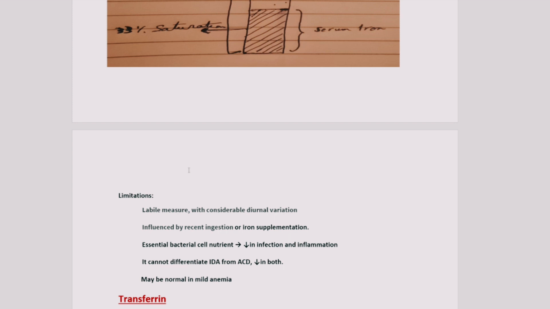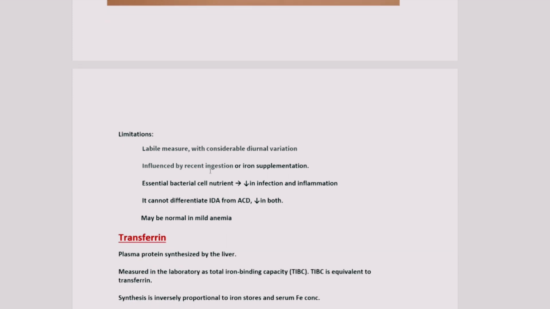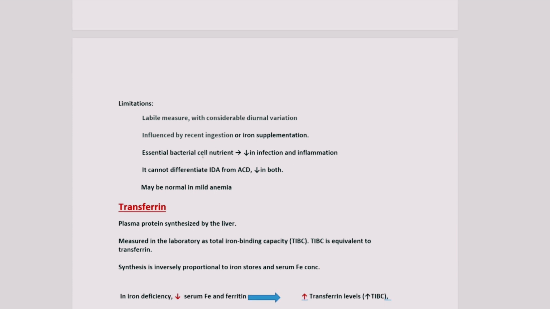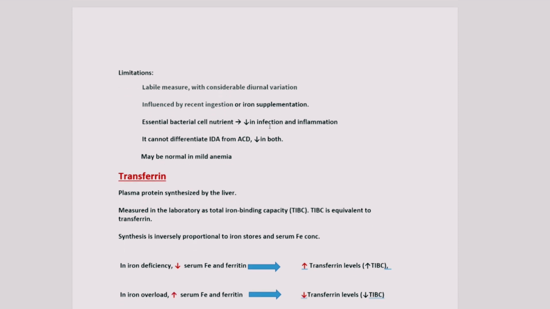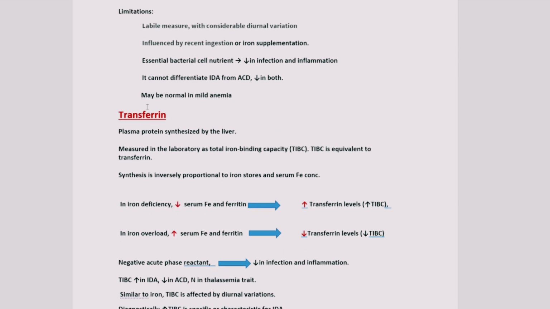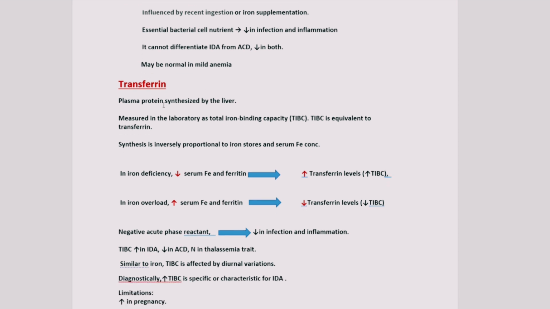Serum iron has many limitations. First, it's a labile measure with considerable variation from day to day and hour to hour. It's influenced by recent ingestion or iron supplementation. Since it's an essential bacterial nutrient and a tumor cell nutrient, it decreases in infection and inflammation. It cannot differentiate between the two most common causes of anemia, which are iron deficiency and the anemia of chronic disease, since it's reduced in both. And also, it's of limited sensitivity. It may be normal in mild anemia.